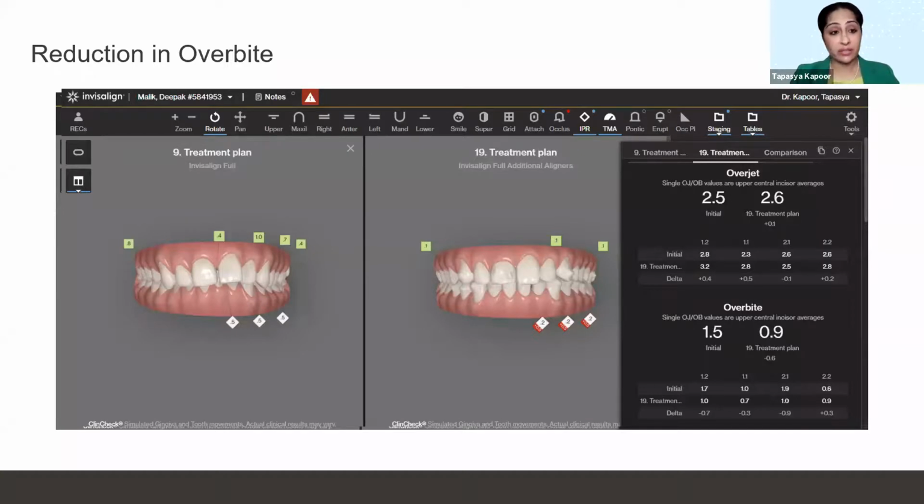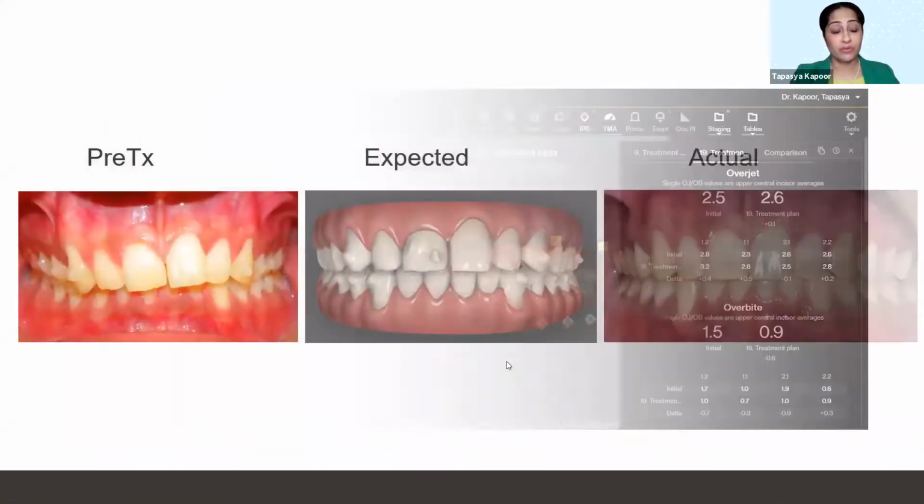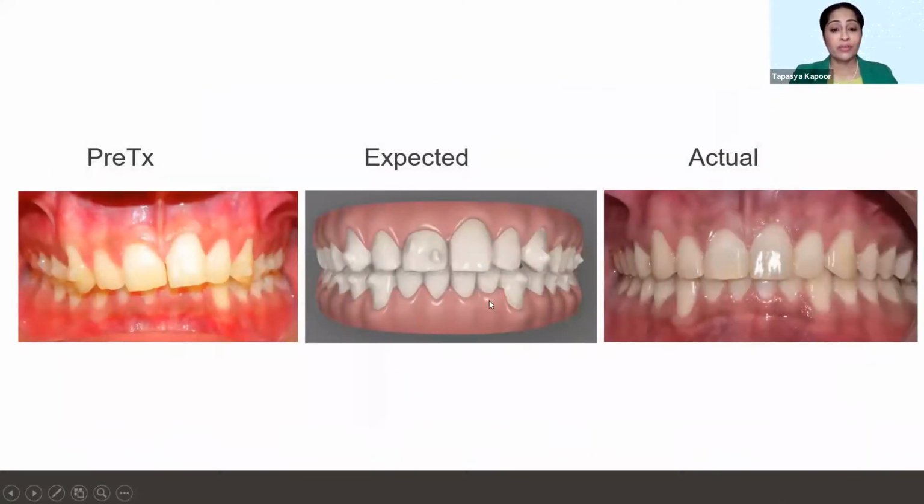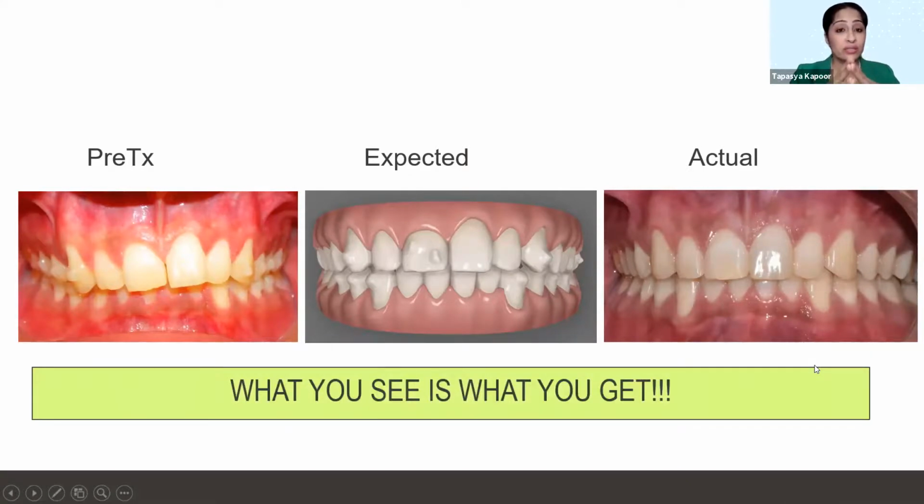There's no G8 right now in this patient, but still the predictability was good. But yes, I did add anchorage in the posterior for this patient. So that was the pre-treatment. This was the expected at the end. You can see the root control attachments that we had given to help with the uprighting, and that is the actual. So in most young adults, in teens, what you see is what you get.